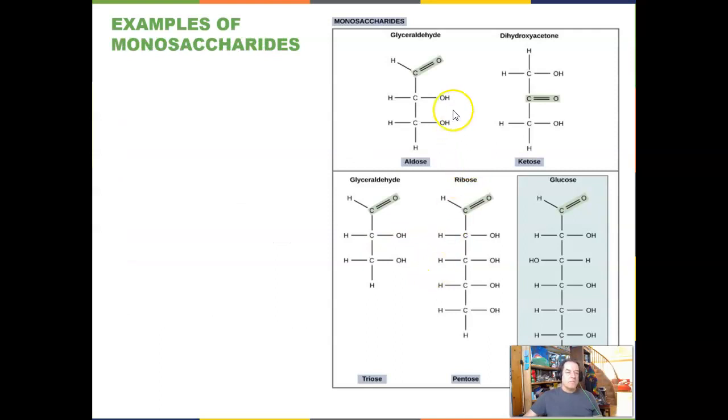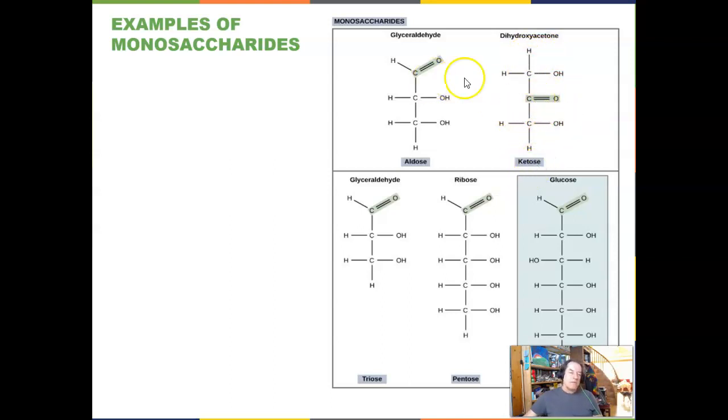So here's some examples. Here's an aldose. The double bonded oxygen is at the end of this 3-carbon chain. This is a 3-carbon sugar. Notice the hydroxyl groups and the carbonyl group. Here's a ketose sugar, "ose" for sugar, like glucose, fructose, ketose, aldose, all with an "ose" at the end, and this is in the middle of the chain, so that's what makes it a ketose.